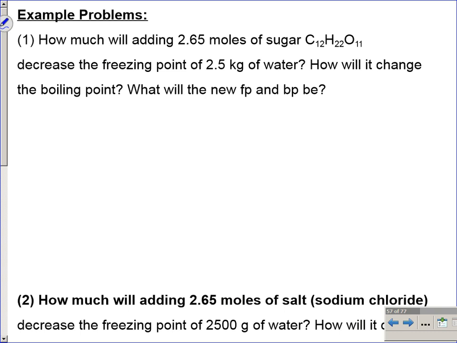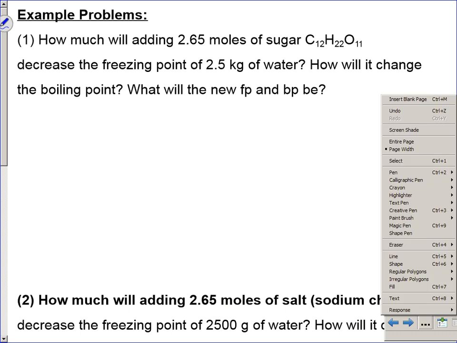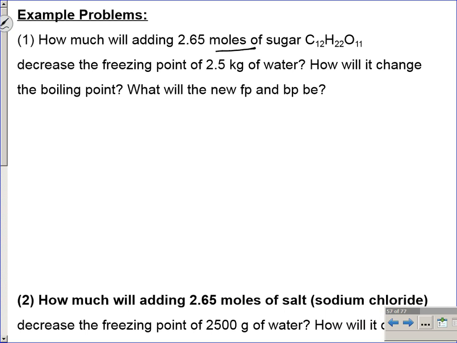So, Ashton, tell me some of the givens that you're seeing here. Okay, so 2.65 moles of sugar. And sugar, thinking out loud to yourself as well, ionic or covalent? Covalent. How do you know? There's no metals. Right, this is definitely covalent. I'm just going to put sucrose here. Okay, Zach, what's another given you see? It decreases the freezing point. So the sugar is added to what? To 2.5 kilograms of water.